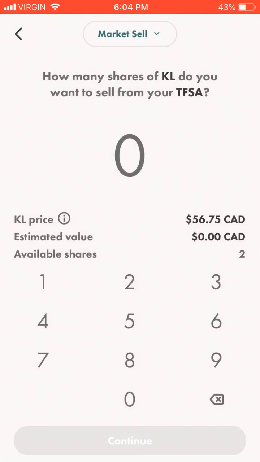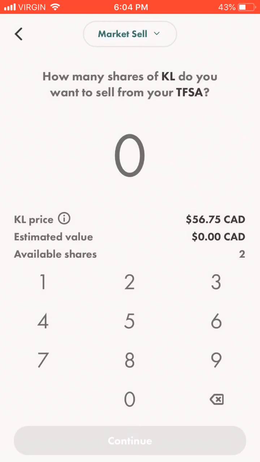The market sell is going to be filled immediately. If the market is open right now and we put market sell, it's going to be filled in about 30 seconds. But if the market is closed right now, it's going to be filled when the market reopens tomorrow at 9:30 Eastern time.